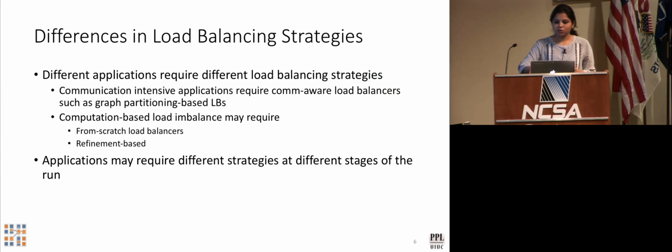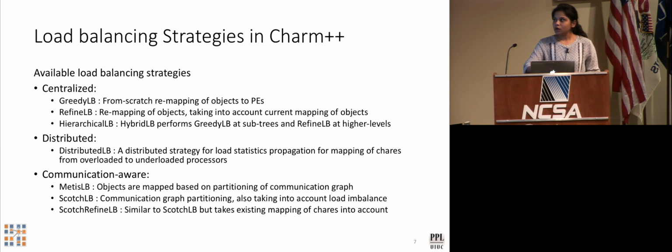So what are the differences in load balancing strategies? They could be due to communication-intensive applications requiring graph partitioning of the object communication graph in order to reduce the communication between chares, or it could be the main imbalance that we usually see, the computation-based load imbalance, which can benefit from different kinds of load balancers, which I will get to shortly. So these are some of the main load balancing strategies that we use in Charm++.